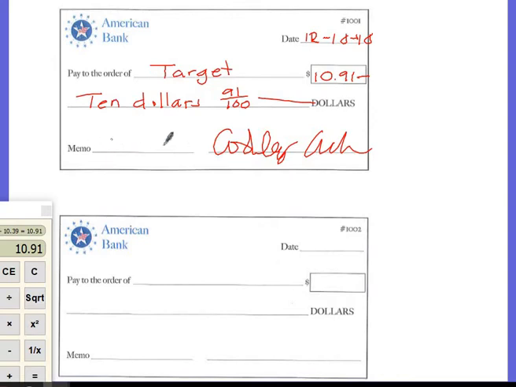Okay, your memo. If you can't write in cursive, you can write in print as long as it's in ink. Memo. This is just for you to describe what you bought at Target. So you could say a yodeling pickle. You could say Miss Foreman's Christmas gift. Whatever you want to say that you bought something at Target. So I'm going to say Foreman Xmas. Just to squeeze it in here.